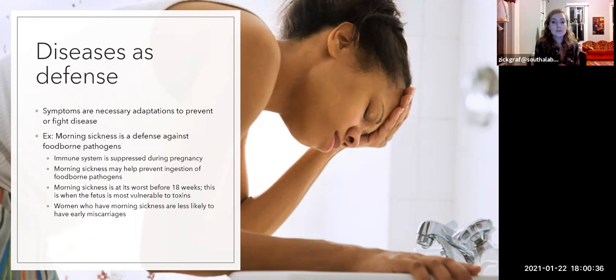And actually, this has even been found to be more true in cultures and societies where they eat a lot of meat, because meat is a major source of foodborne illness. So people who adapted in environments where they were eating a lot of meat, for them, the tendency to have morning sickness was an even stronger influence on reproductive fitness. So it's even more common in people with those genetic backgrounds.